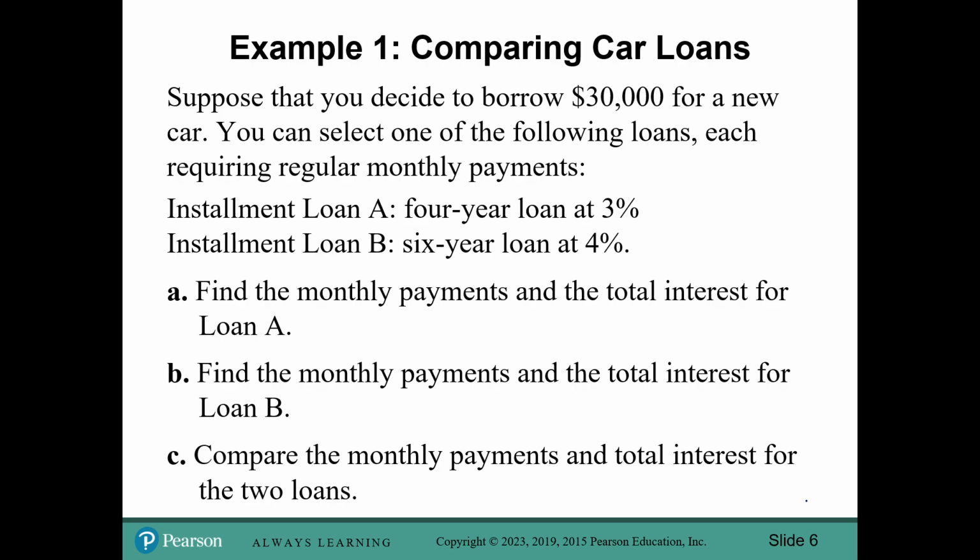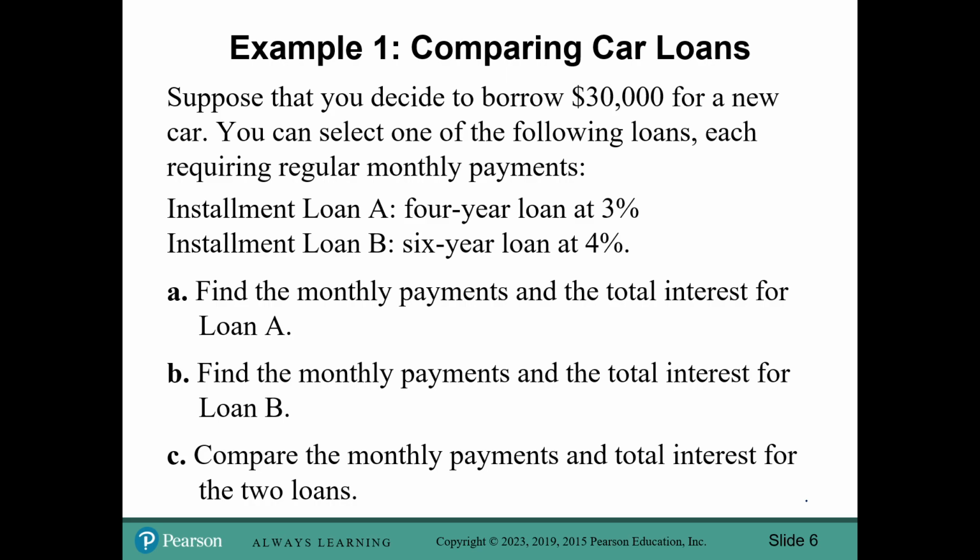We're going to compare car loans. We're going to give you two different car loans at two different rates and two different year installments, and we're going to see how different they are. So suppose that you decide to borrow $30,000 for a new car. You can select one of the following loans, each requiring regular monthly payments. Installment loan A is a 4-year loan at 3%. Installment loan B is a 6-year loan at 4%.